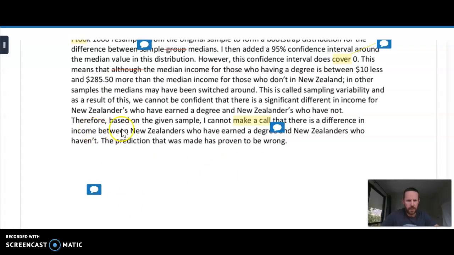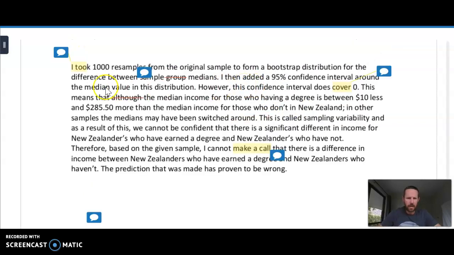Right, on to the conclusion. I reckon a third or maybe a half of you at least have talked about I cannot make the call. Now, that making the call idea is a year 11 concept when we haven't got the tools to do a formal inference. So the first thing is that you can make the call. You do 1,000 resamples, and the call is the median income for those having a degree is between $10 less and $285 more. That's the call.